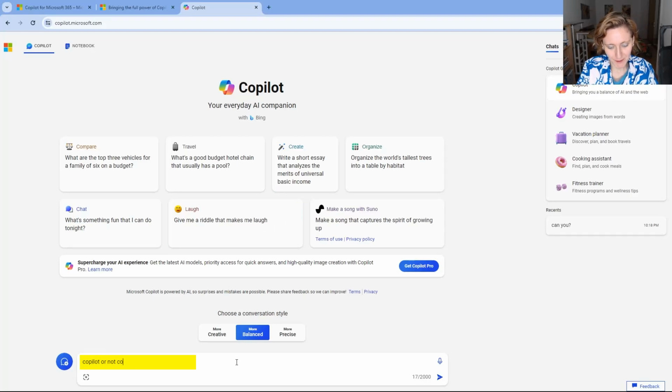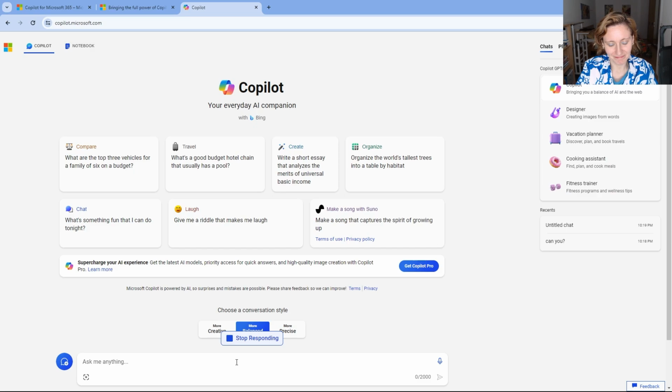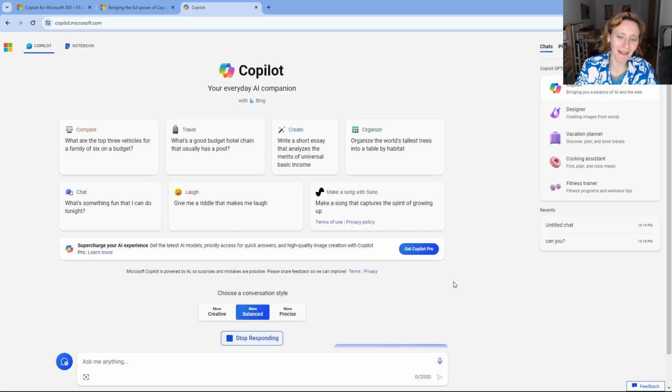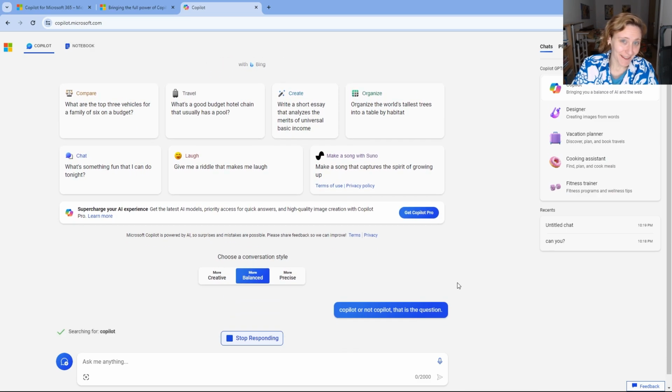Copilot or not Copilot? That is the question. Isn't that right?